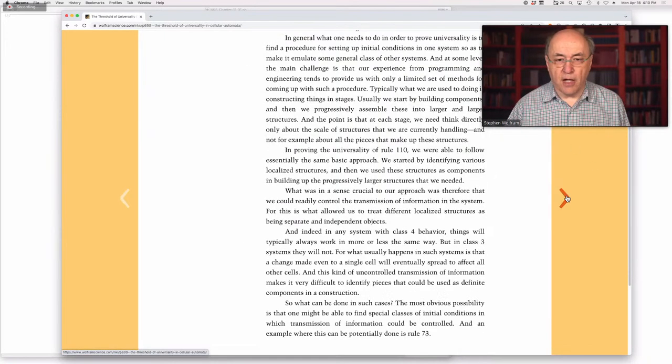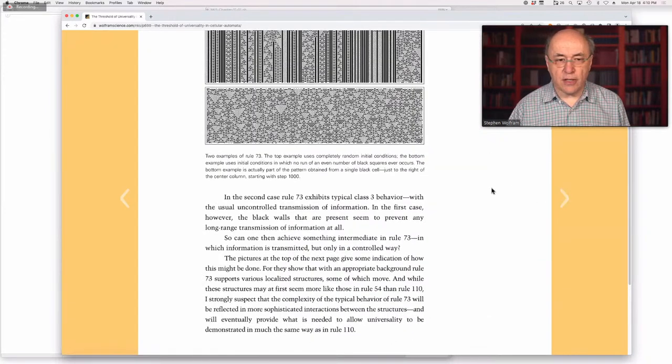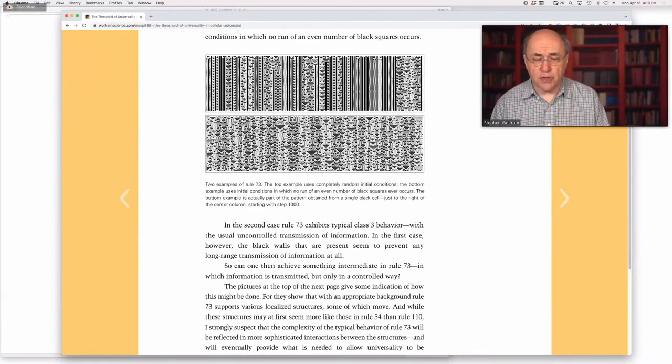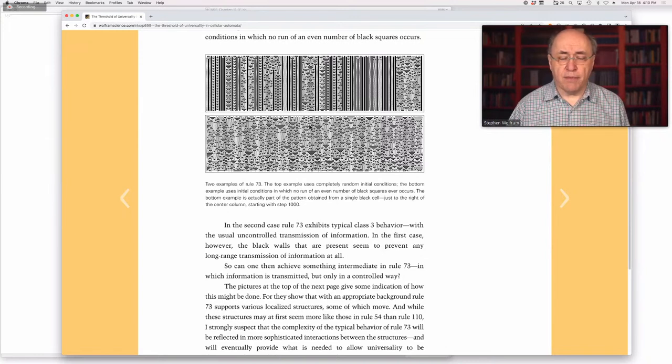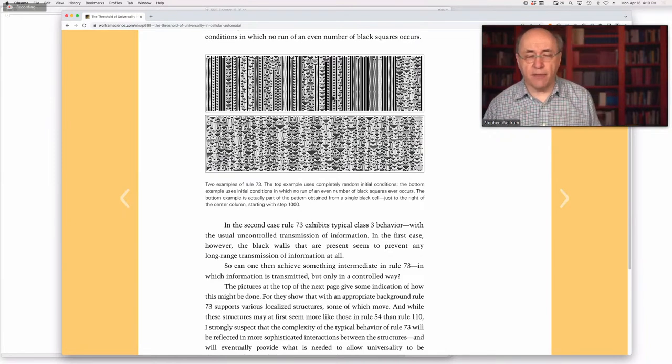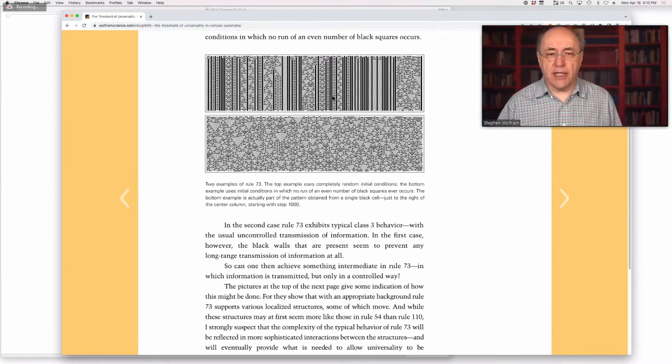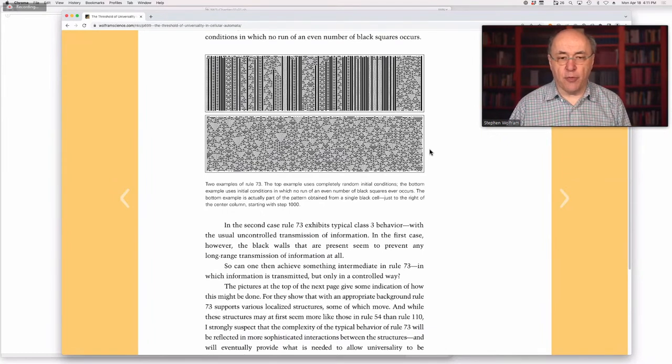To continue. We're talking about structures, or here's another case. This is rule 73, where with generic initial conditions, you tend to get these walls and you prevent information transmission, which ultimately has to lead to essentially finite size pieces of systems, which prevents computational universality. But if you set up the initial conditions in a slightly special way, you can avoid those walls. And then potentially rule 73 is another candidate for universality, although it's more at the level of something like rule 30, which I think is going to be much more difficult to prove universality for.